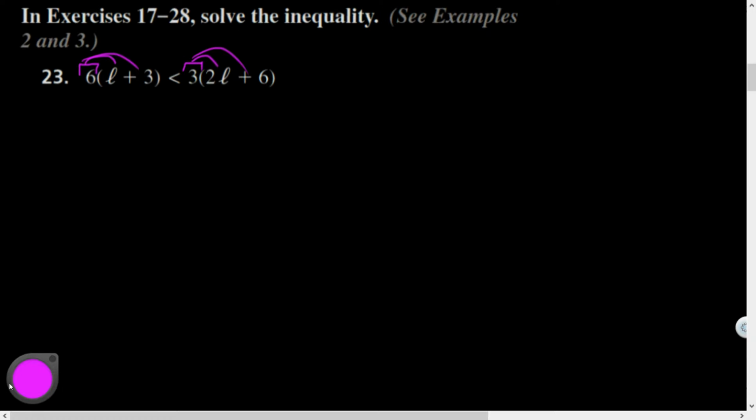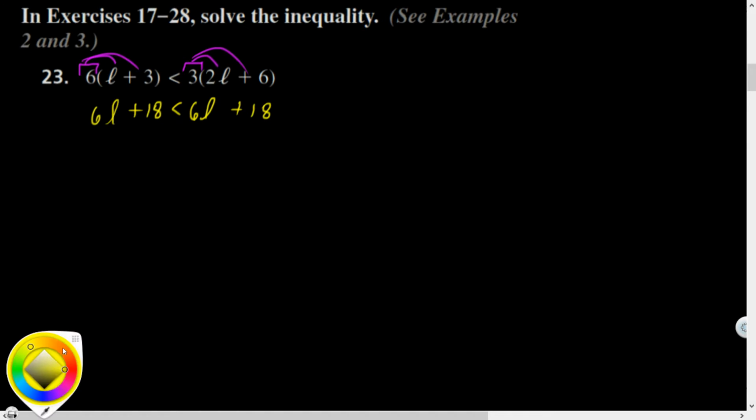So I distribute to simplify as starters. 6L plus 18 is less than 6L plus 3 times 6, which is 18. Okay, and now I bring the L's together. One thing I've noticed recently amongst our class's work is that when you bring variables together, sometimes people are doing this. What is the no-no about that? Does anyone know what the error is? Yeah, Cameron? There's no L. Yeah, we're subtracting 6L from both sides.